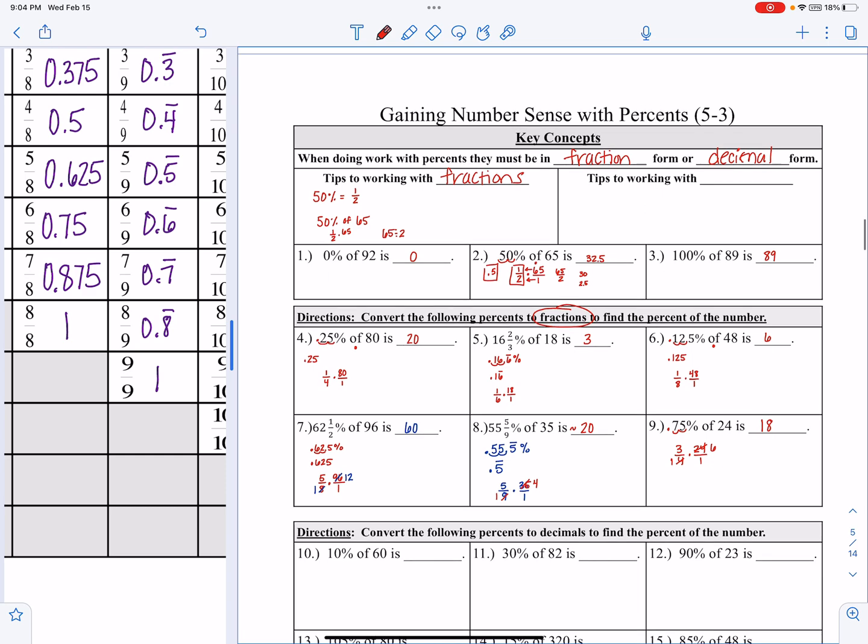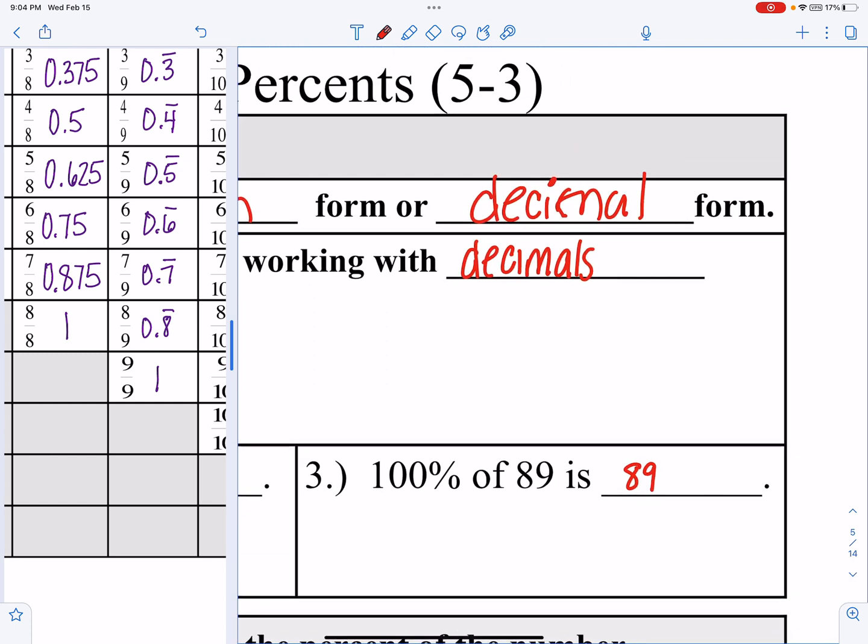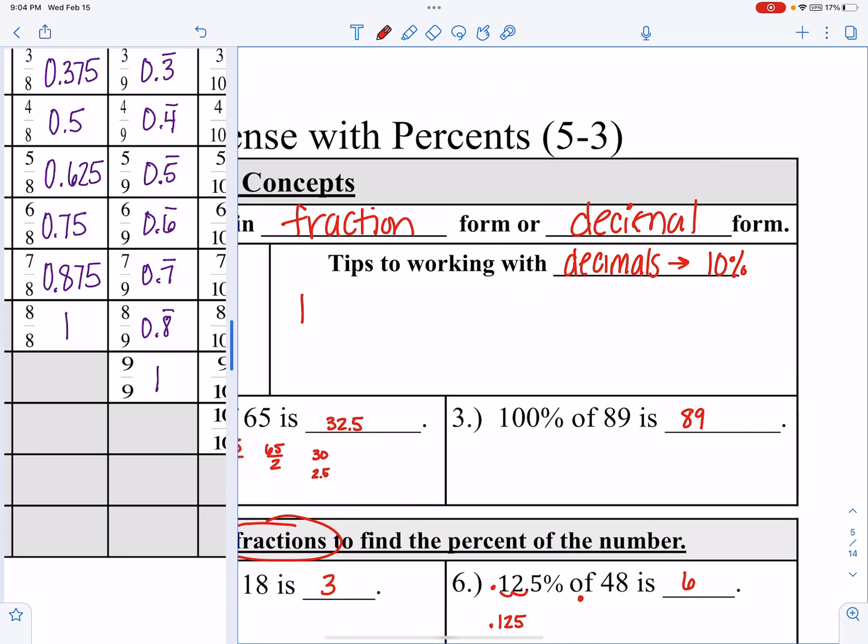And so what we're going to do is focus on tips to working with decimals. Okay, and this is going to be your really good real-life application. So we're going to talk about decimals in relationship to things being 10%. Okay, and so what I want you to understand is that when we're talking about 10% as a decimal, we're talking about 0.1, which is 1/10, okay, or divided by 10.